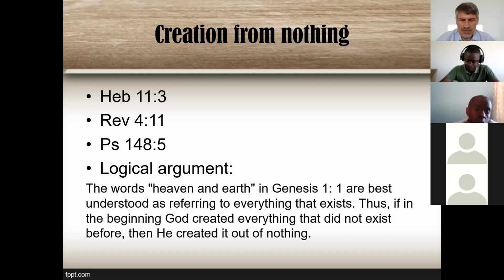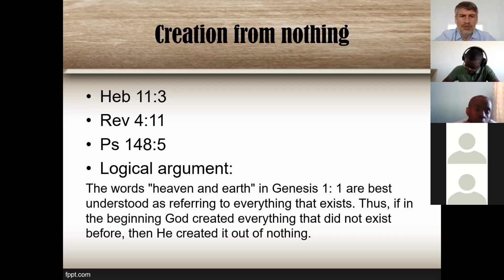Or for example, let us read Revelation chapter 4 and verse 11. Our Lord and God, you are worthy to receive glory and honor and power, because you have created all things, and by your will they exist and were created. And Psalm 148, and verse 5. Let them praise the name of the Lord, for he commanded and they were created. It is very similar to what we can find in Hebrews 11 and verse 3. So God commanded and it was created.